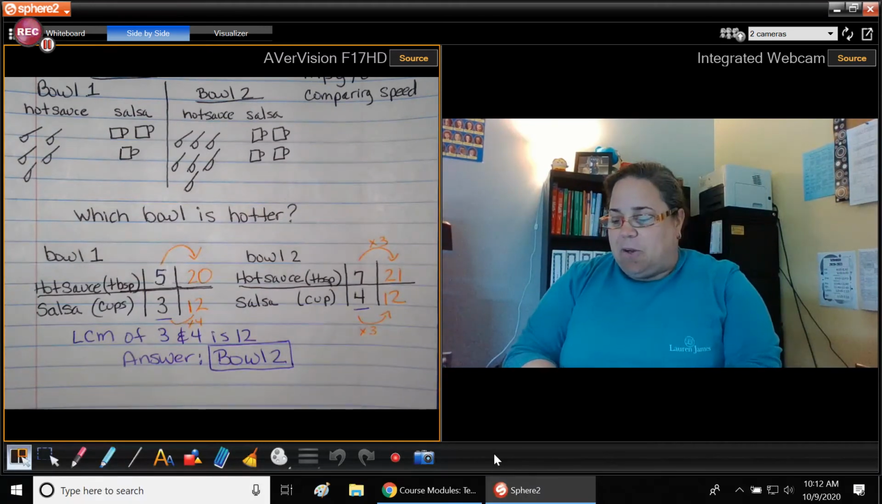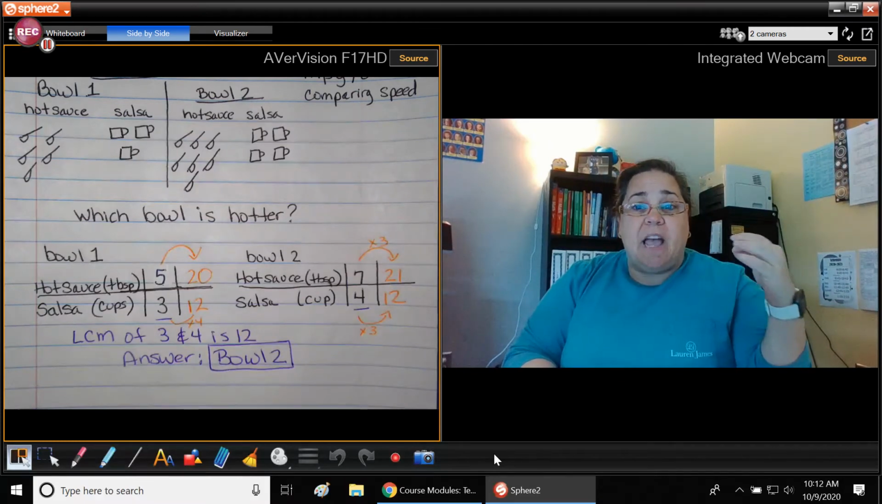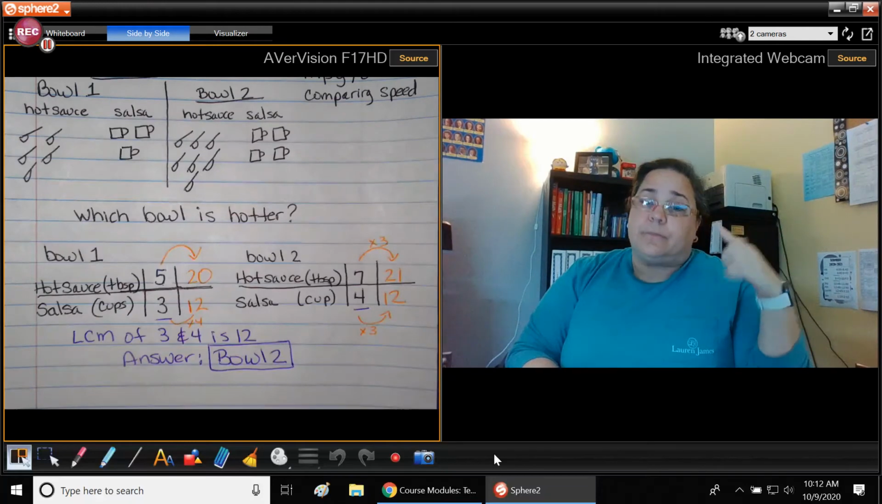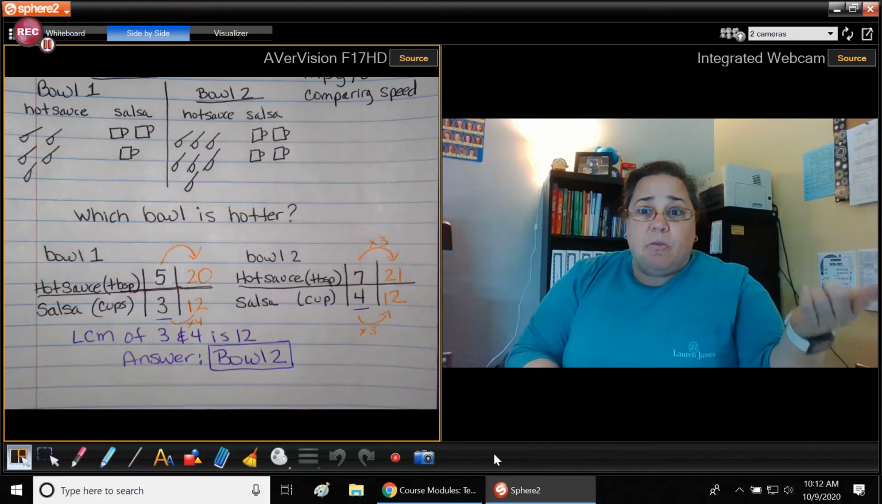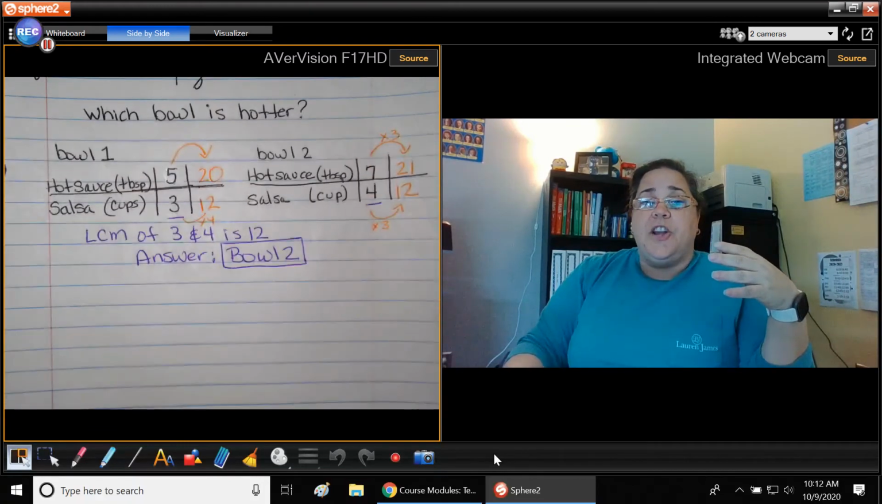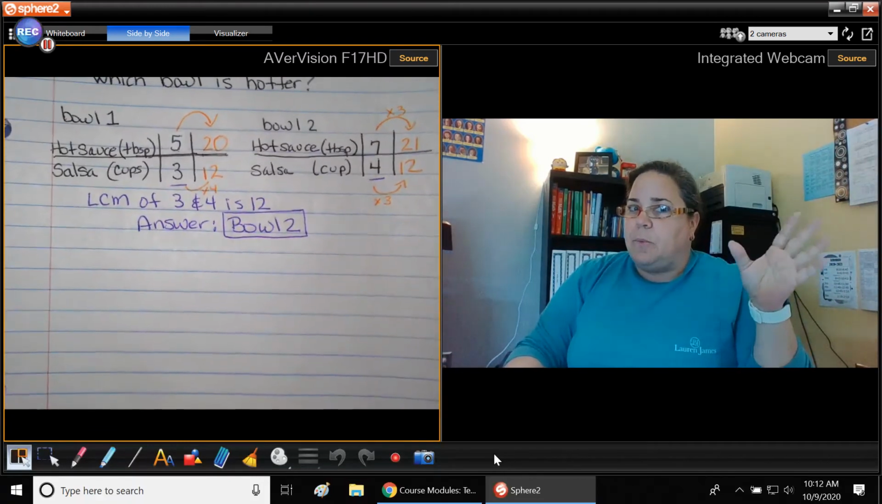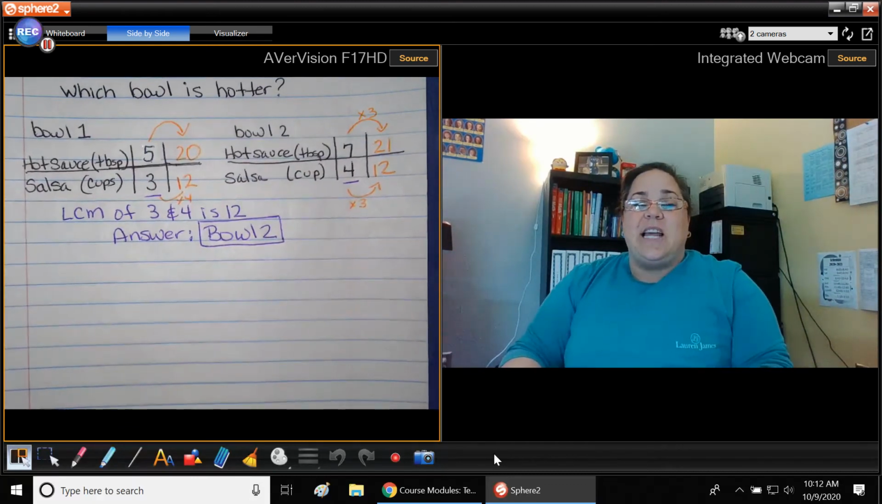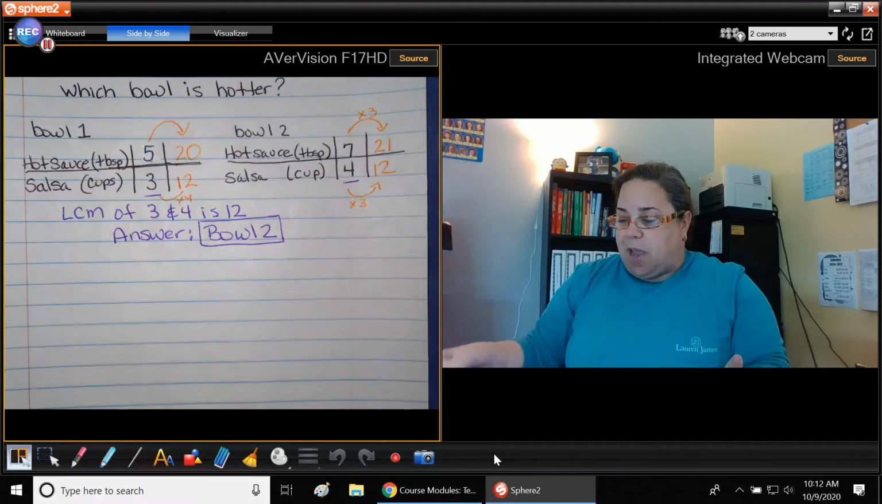Okay, we're going to take a look at another way of comparing ratios so that we can see another way to solve it. Because remember I said there was a couple of ways we could have solved this, but I wanted to show you the way with the LCM. So this time we're going to solve another word problem, and we're going to do it a little differently, okay?